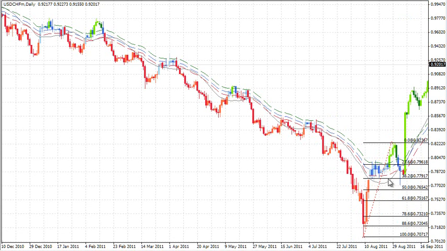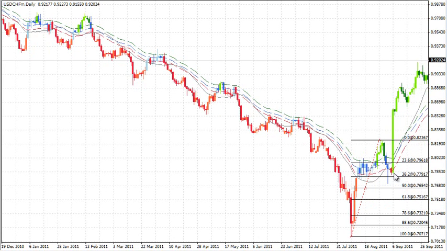and said to ourselves, all right, where could the support be? 23.6, perhaps. There was previous resistance there. And if not, there's a 38.2. And it looks like we stopped just shy of the 38.2. Even though we pierced it once, we reversed just shy of it. But it did help us identify an area, right?